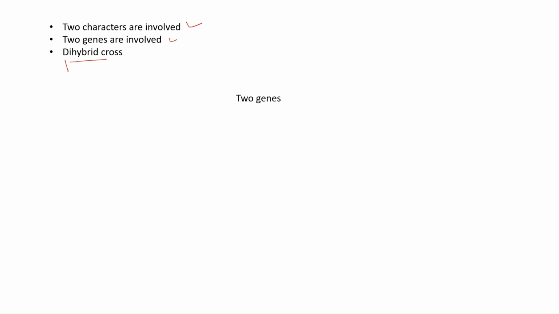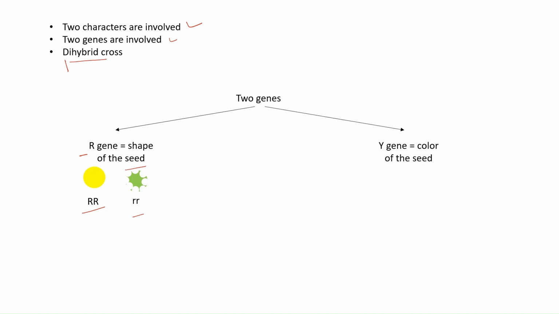So to study independent assortment, we have two genes. One gene is responsible for the shape of the seed, denoted by R. It has two forms: capital R, which is the dominant round shape, and small r, which is wrinkled, recessive. Similarly, one more gene is involved for the second character, which is the color of the seed. It also has two variations: yellow seed with capital Y, which is dominant, and green seed, which is small y, a recessive character.